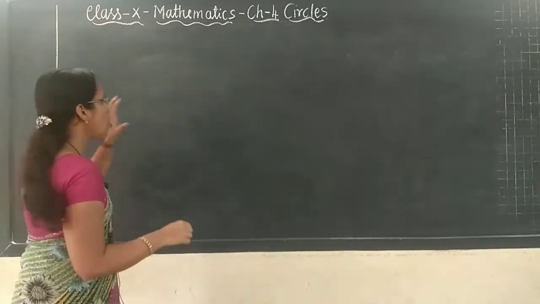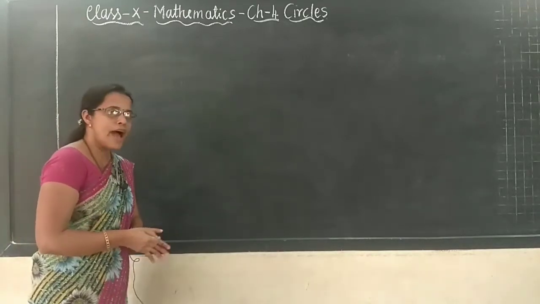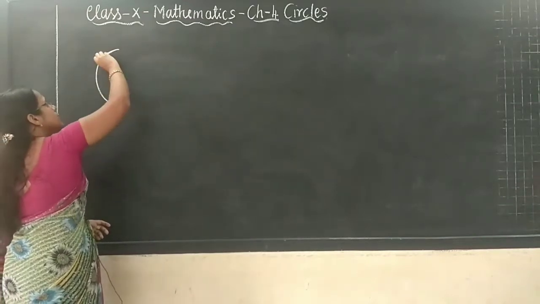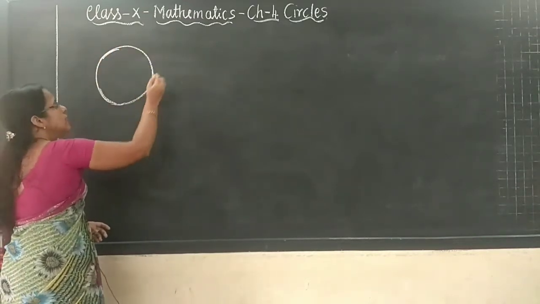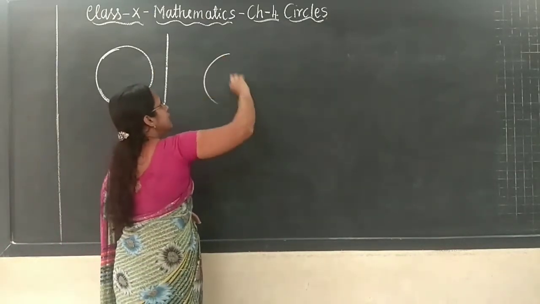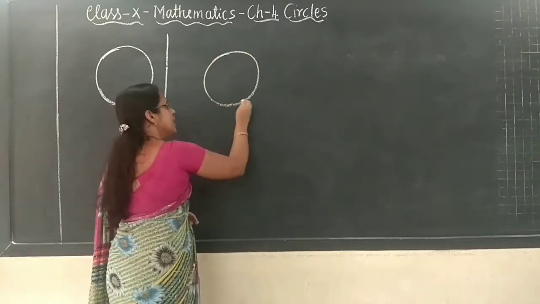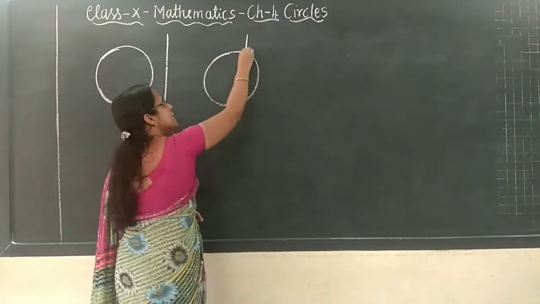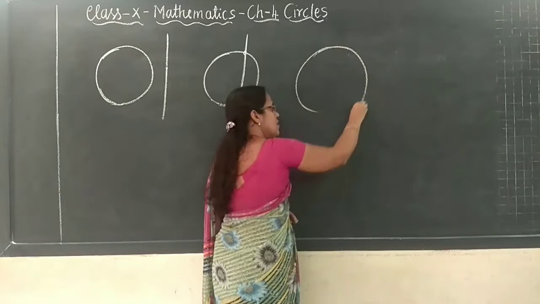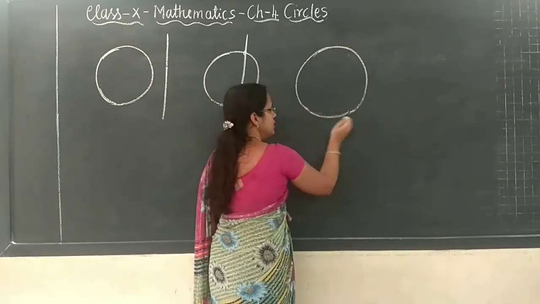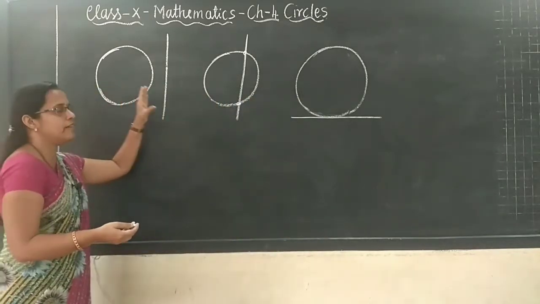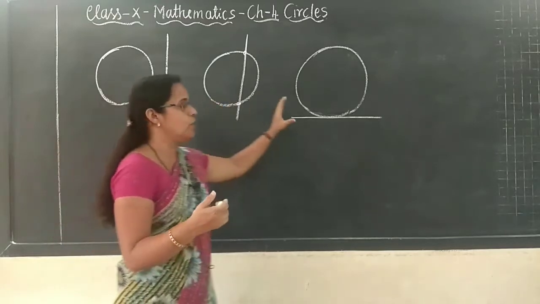So I will draw 3 figures on the board. You have to draw them in your math classroom. The first one, a circle and one line. Second figure, a circle with this line. Third figure, a circle and this. So a circle and one line, in 3 positions, you have to understand how it is.